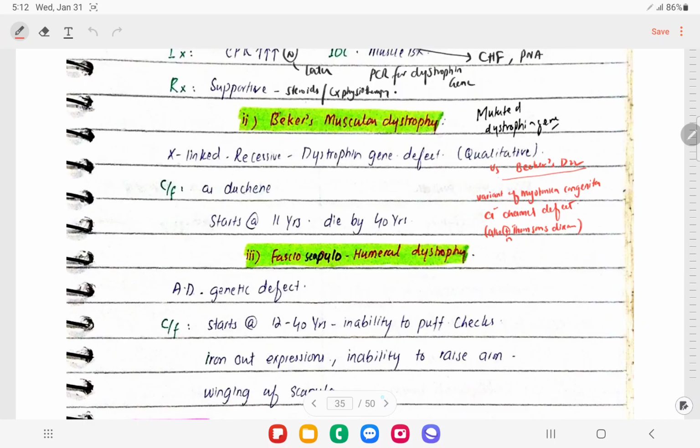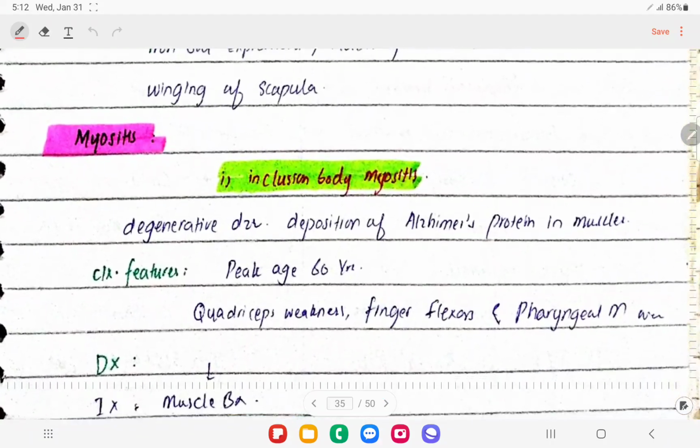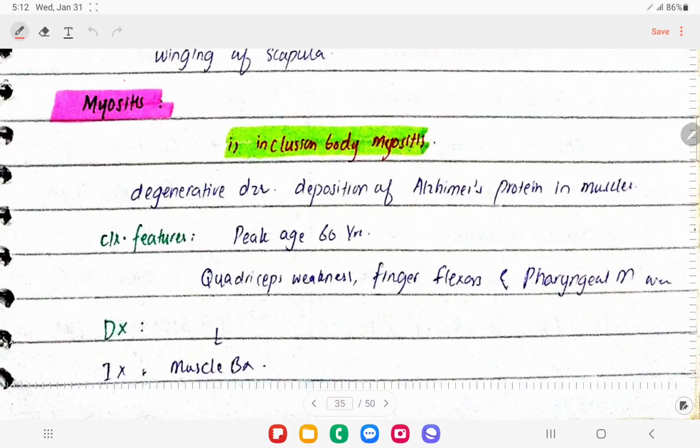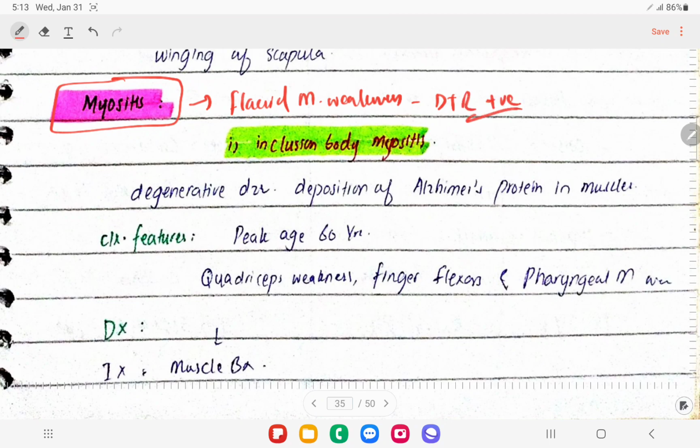All right, so let's talk about myositis. In myositis, the patient is going to have flaccid muscular weakness, and if we check the deep tendon reflexes, those will be intact, right? Along with that, the patient is going to have pain at rest, or there will be tenderness if we touch the muscle, right? So the first one is called inclusion body myositis. So let's talk about inclusion body myositis.